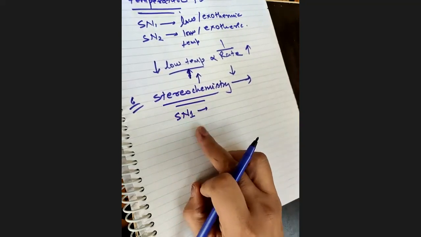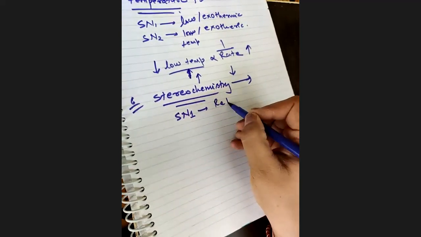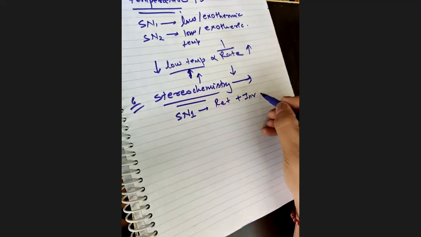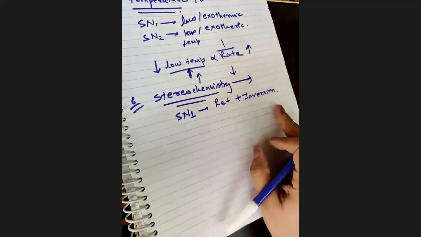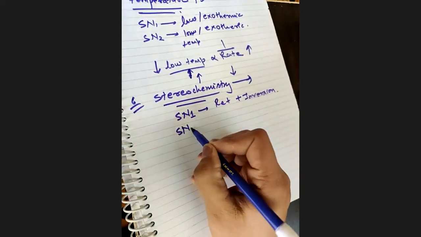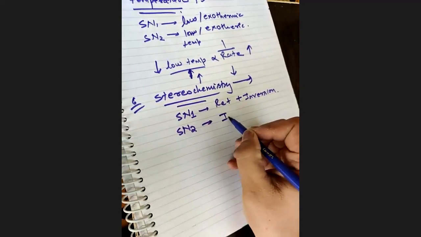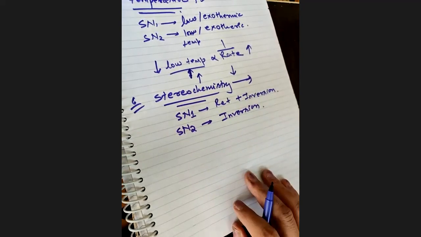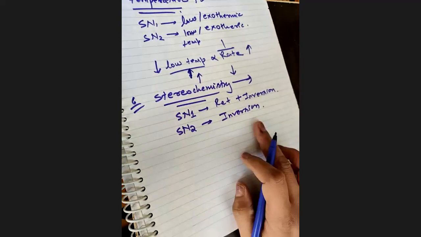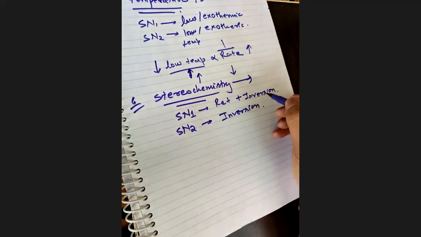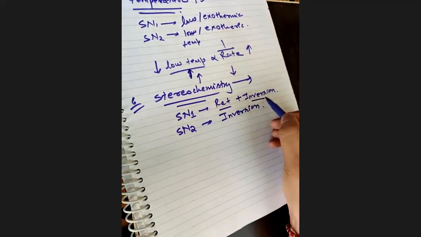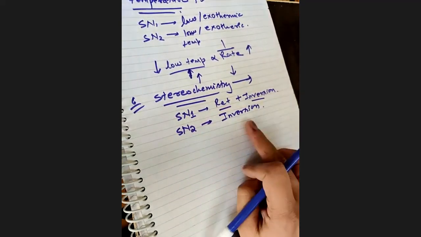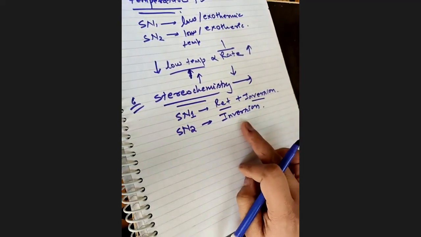So in SN1, we will get both retention plus inversion. Clear? But in case of SN2, you will get inversion. So in SN1, both retention and inversion products will be obtained, but in SN2 you will always get what? Inversion. Note it down.